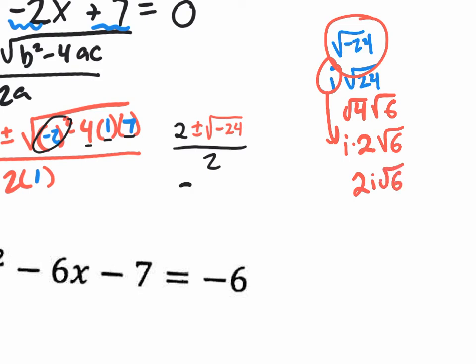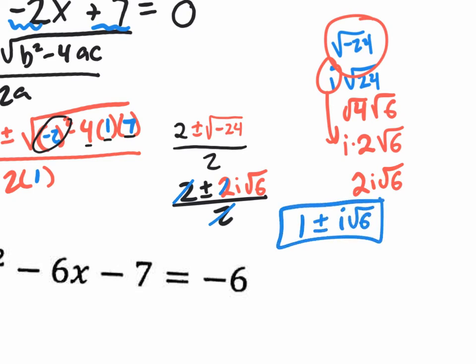So what do we have here? We have 2 plus or minus 2i square root of 6, and it's all divided by 2. So we have 2 terms that are being added or subtracted, all divided by 2. So you could split that 2 and divide each of them by 2. It's kind of like reducing all by 2. Your final answer will be 1 plus or minus i square root of 6.